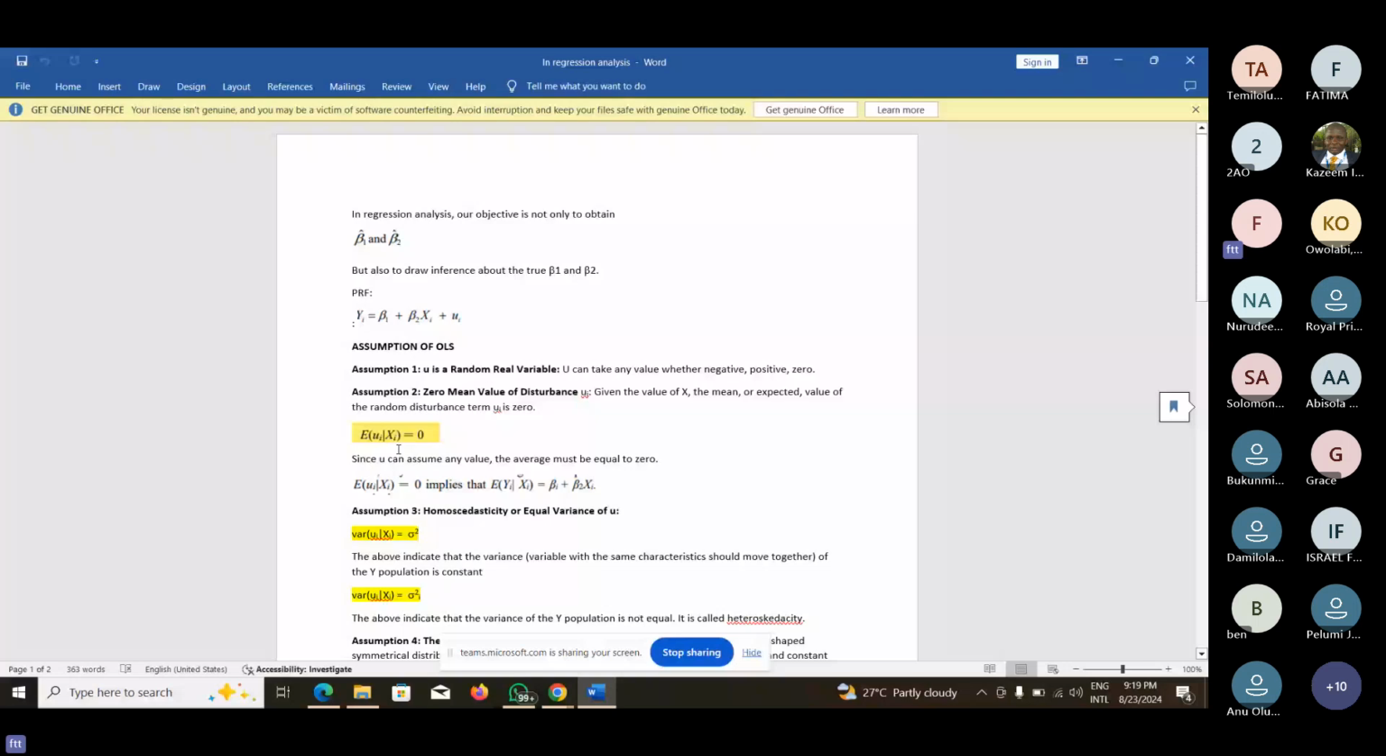So now let's look at this particular equation. We have the expected value of the error term given the value of x must be equal to 0. So it's E(ui | xi) = 0. Once you see this equation, you should know that we are talking about zero mean value of disturbance. We all know what mean is. The average must be equal to 0. Mean means average, right? Am I right?